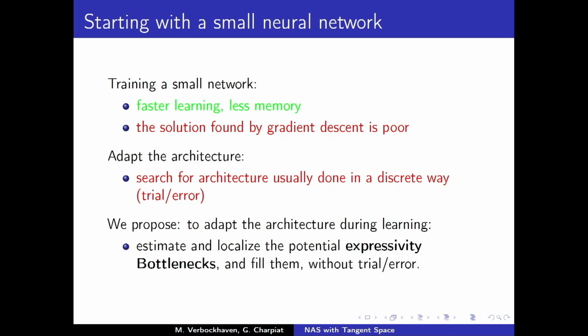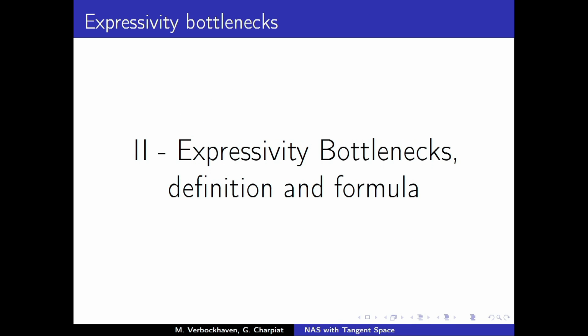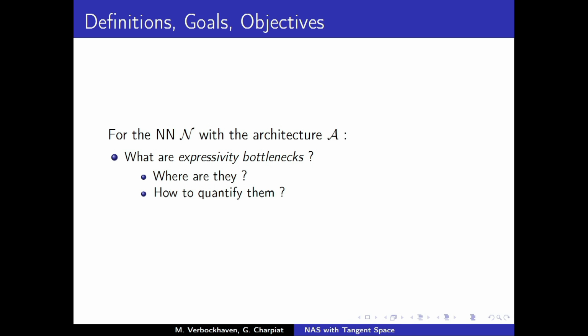Another problem is that when you decide to increase the size of your architecture, you have many possibilities. And so you may have to do some trial and error tests, which might be very energy consuming. So we need to define a metric, the expressivity bottleneck, that will help us with that. So what is an expressivity bottleneck? When I define expressivity bottlenecks, I need to define also where they are, and I need to quantify them to tell which part of the architecture suffers the most from expressivity bottlenecks.